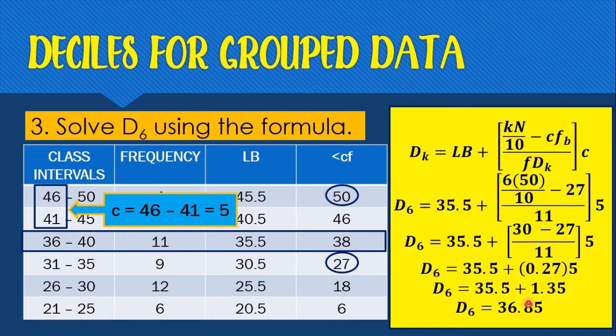0.27 times 5 is equal to 1.35. And as we add this to the lower boundary, 35.5, our D sub 6, or 6th decile value, will be equal to 36.85. So as you have noticed, our 36.85 really falls in the class interval 36 to 40. Therefore, since we have D sub 6, we are pertaining to the 60%. So we have 60% of the students have a score less than or equal to 36.85.